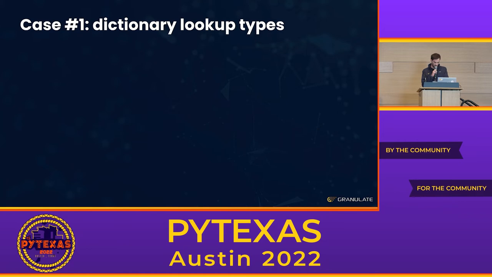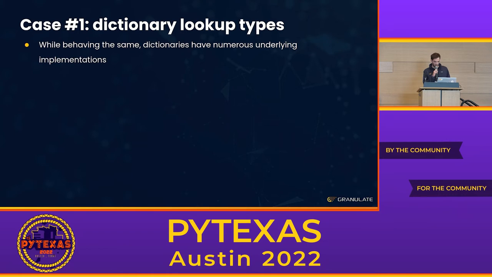Dictionaries are complex. They power many parts of the Python runtime, from the attributes of classes and instances, to global and built-in variables, and to plain data structures, such as things we marshal or unmarshal with JSON. All dictionaries behave the same to us. We can access keys, delete keys, insert keys, but they actually have numerous underlying implementations. Actually, four to be precise. And now we will see the demo of them.